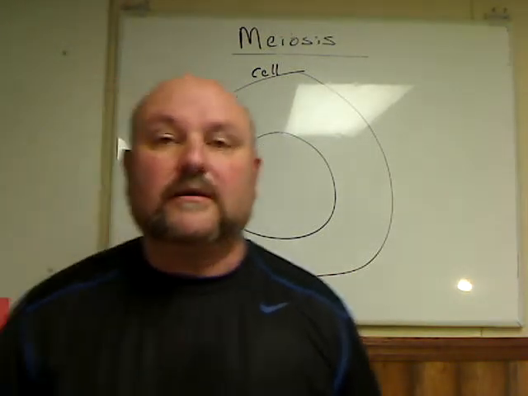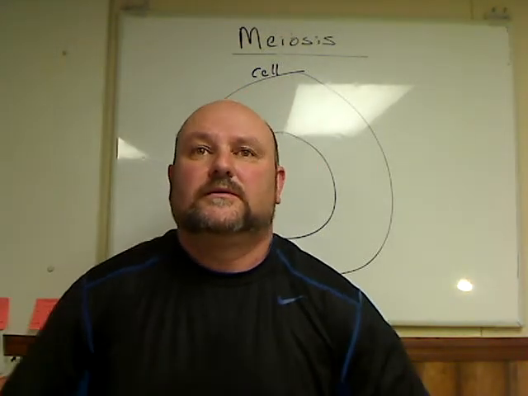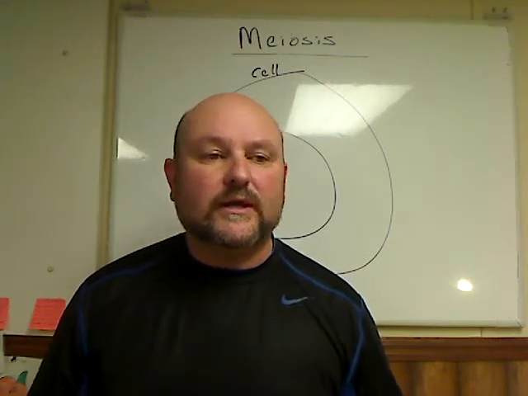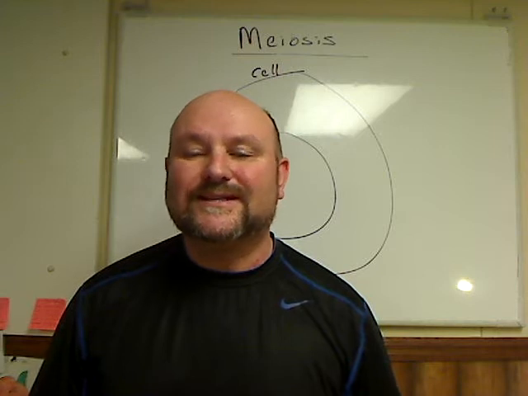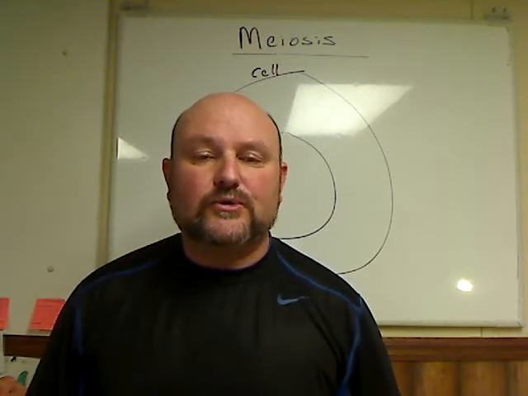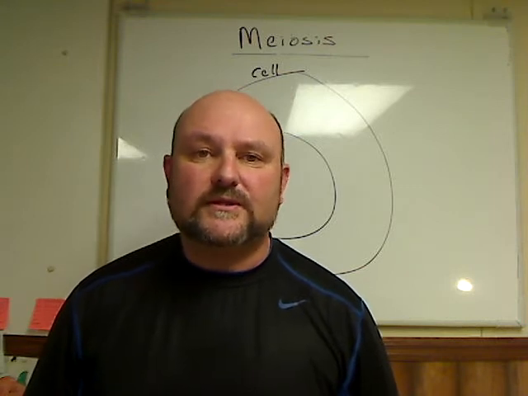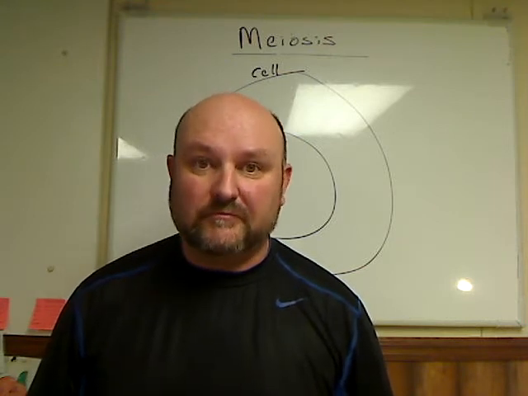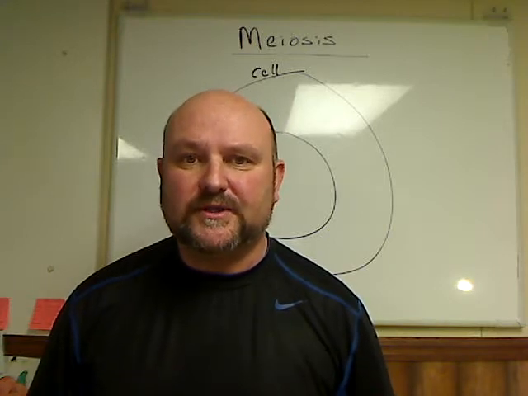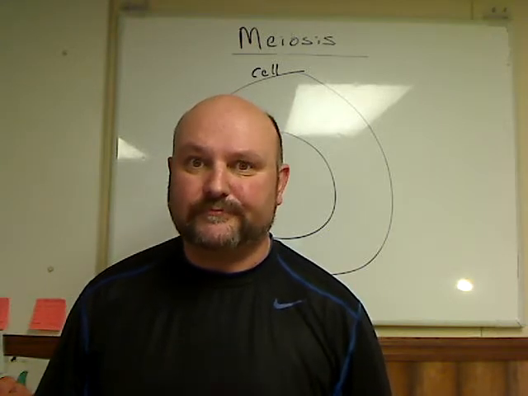Hello, welcome back. In this little short video we're going to talk about meiosis, which is the way a cell divides that produces cells which are different to itself. And any sexually reproducing species uses meiosis as a way of creating the gametes. In the males, spermatozoa; in the females, the oocytes or egg cells.